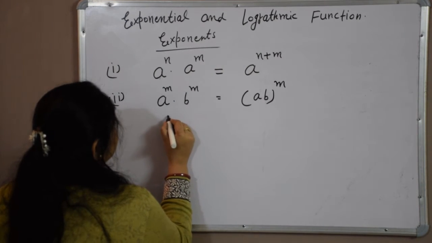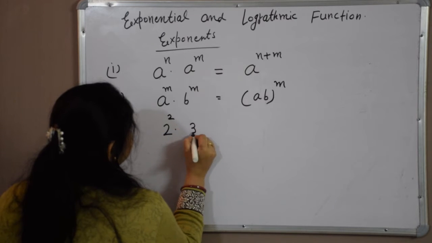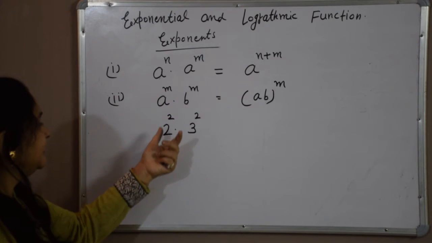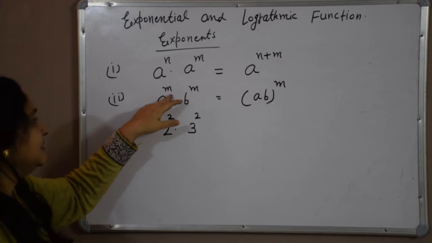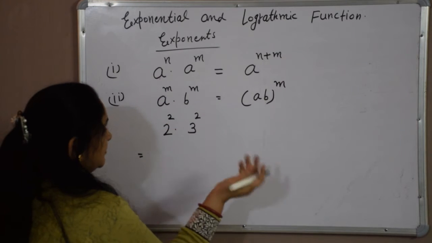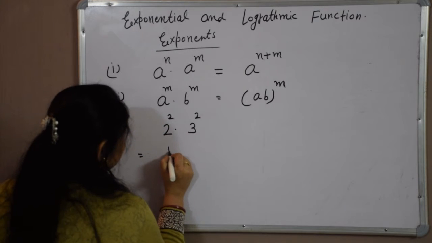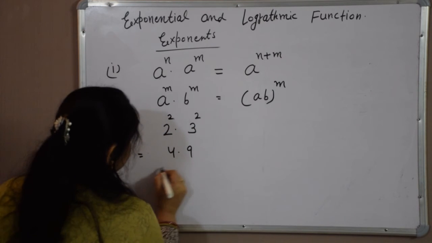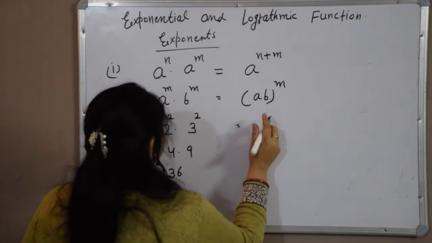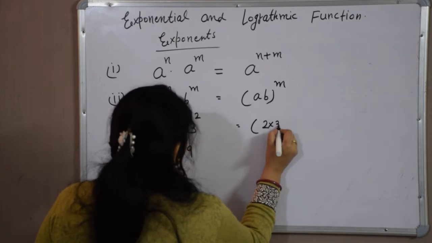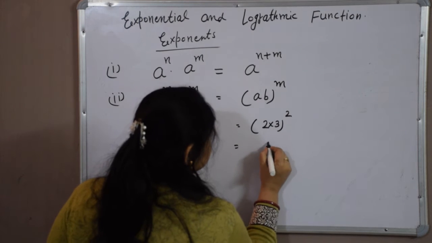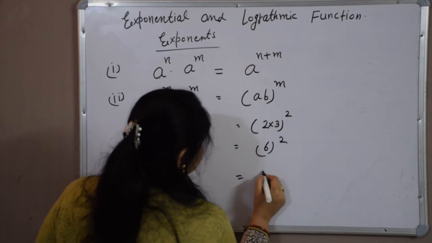2 raised to power 2 into 3 raised to power 2, 2 square into 3 square. Here the bases are different. I am taking a as 2 and b as 3, but their powers are the same. First of all, I am solving without using the property. We get 2 square is 4 and 3 square is 9, that is 36. But after using the property, ab means 2 into 3 raised to power 2, because the power is common, we can write it one time, that is 6 square, that is 36.